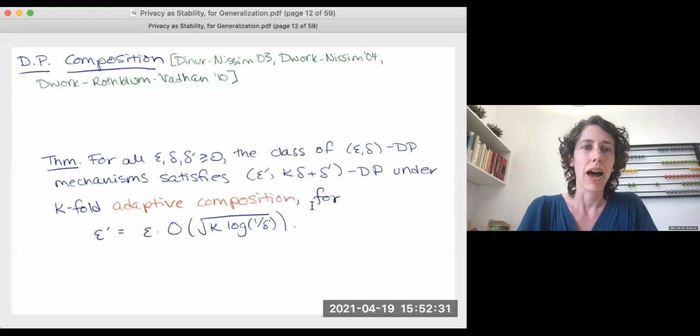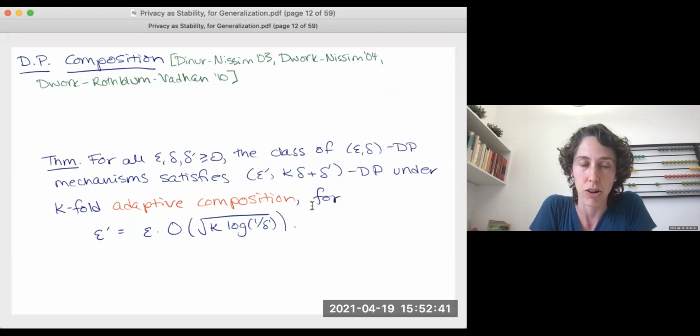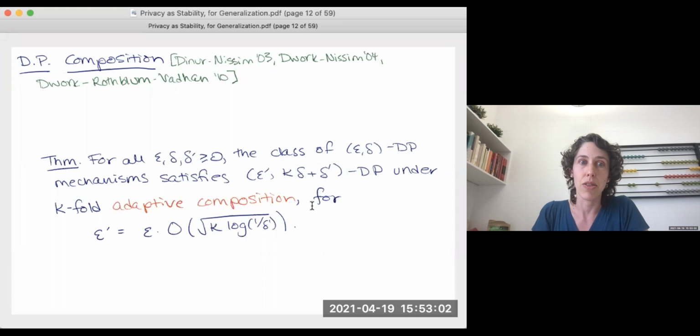So intuitively, what composition says is exactly this: the epsilons and the deltas add up. But it turns out you can show even a more sophisticated version of the composition theorems, where the epsilons and the deltas do something better than adding up. So in particular, if you run a sequence of K differentially private mechanisms, you can actually show that you don't get a multiplier of K in front of your epsilon, you get a square root of K. And so that's one thing that's already really nice about this composition theorem.